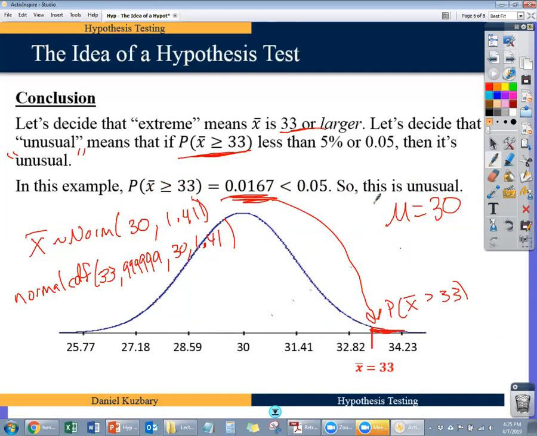So this is the chance that if my hypothesis is true, the chance of getting a 33 or bigger as a sample mean is almost 1%. It's 1.67%. Pretty small. Our takeaway is that since this is smaller than what we defined unusual to be, which is 5%, maybe there's something wrong with our hypothesis. We don't want something unusual. If this is true, this is unusual.